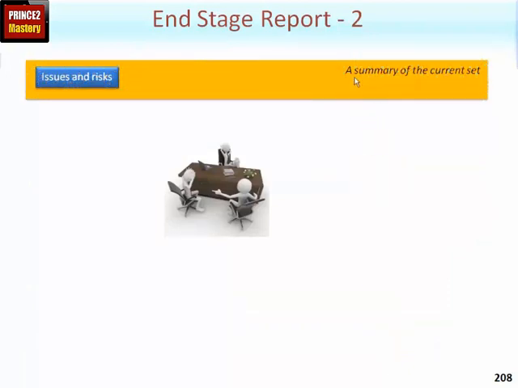Next, issues and risks. This, of course, will talk about any current issues that have arisen during the stage yet are still being resolved, and risks that have either surfaced in the current stage and the responses are still being actioned, and the remaining risks which have yet to happen.